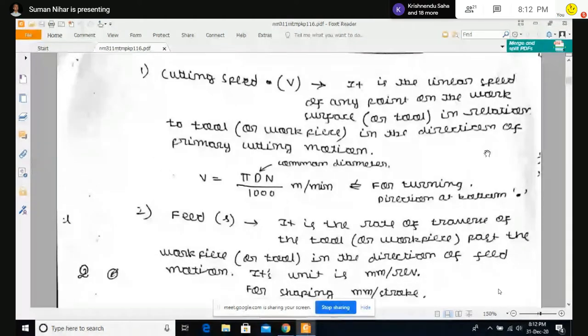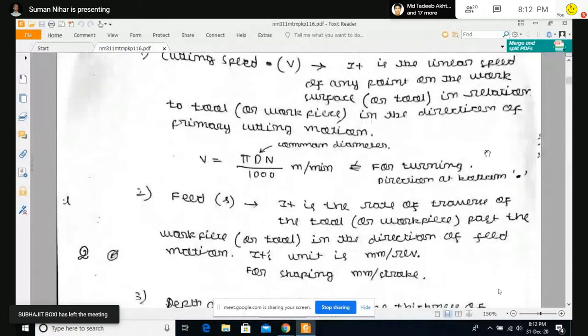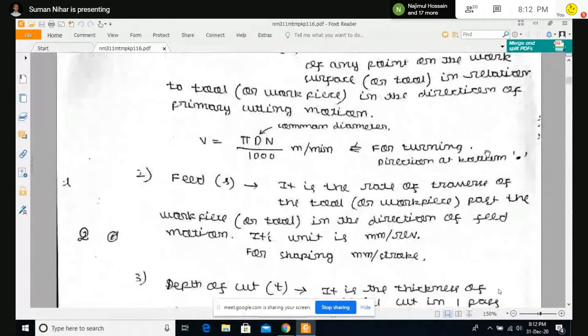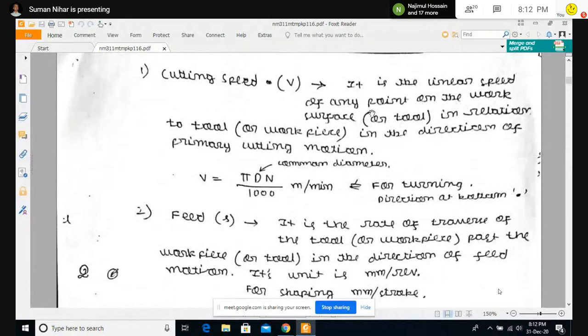The definitions of cutting speed, feed and depth of cut have been in the provided notes, but again I am reiterating. Cutting speed is the linear speed of any point on the work surface in relation to the tool in the direction of the primary cutting motion. There are two motions, the primary cutting motion and the feed motion. The formula to calculate the cutting speed is V equals pi D N by 1000 meters per minute.